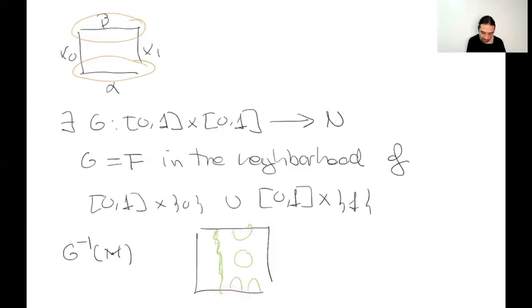Here we have 3 and here we have 5. So as a consequence, we deduce that L of alpha, x0, x1 is equal to L of beta, x0, x1. Okay. And now we can go with the proof.